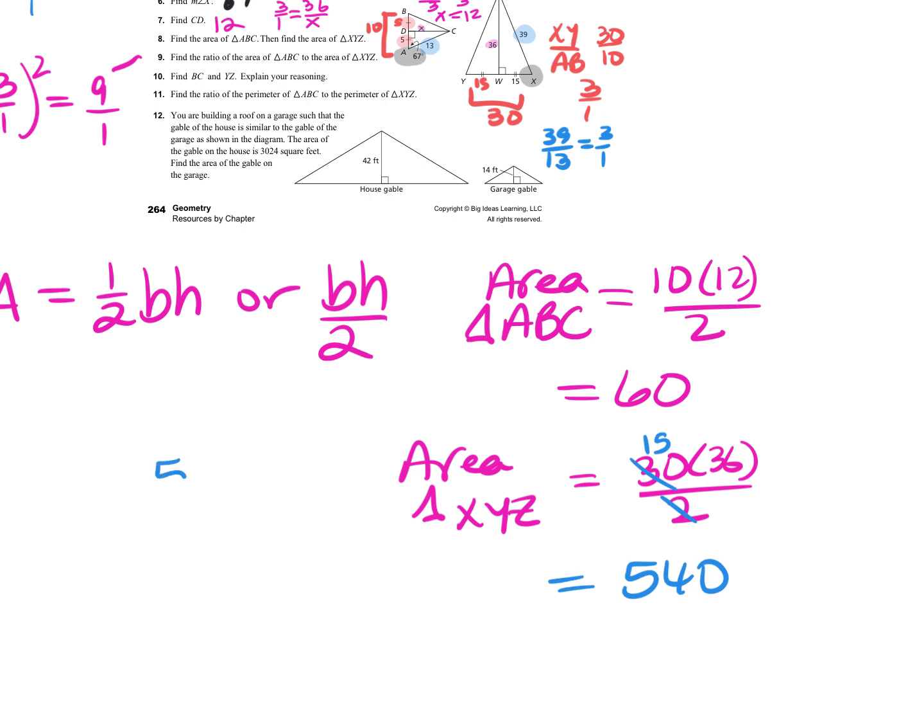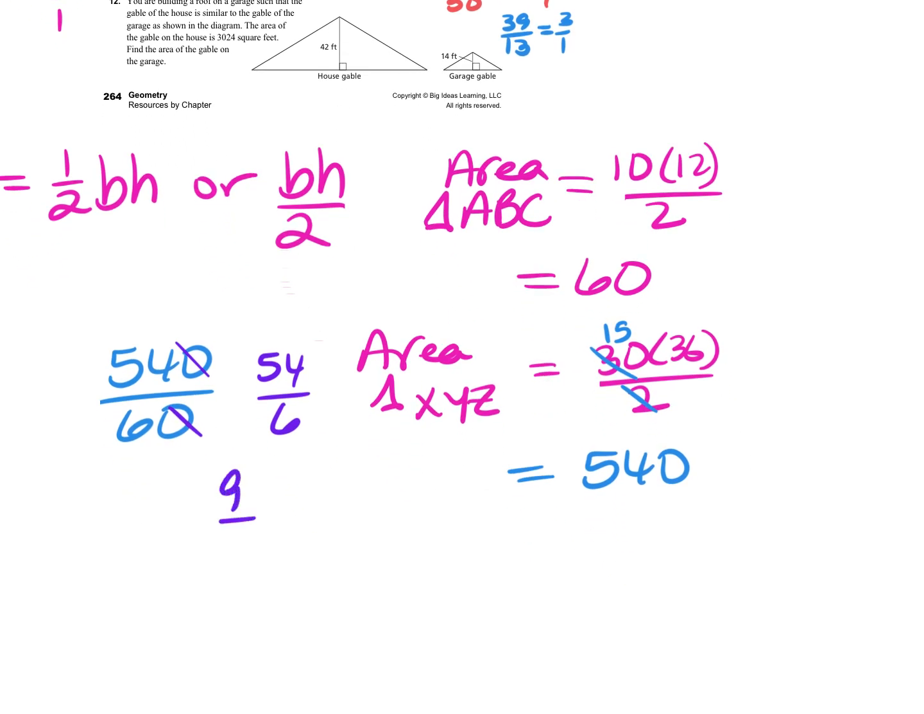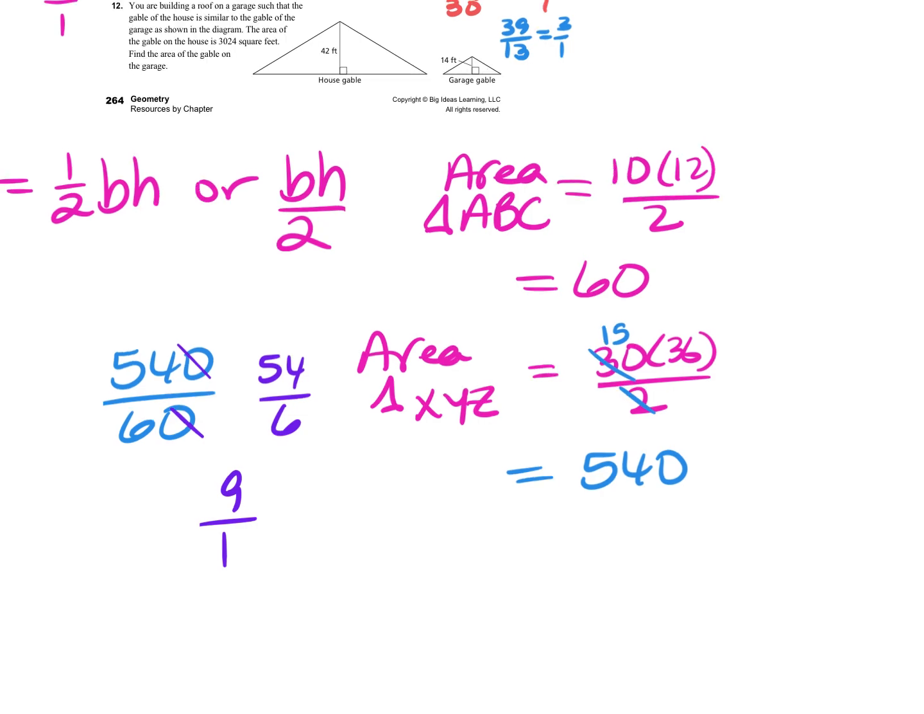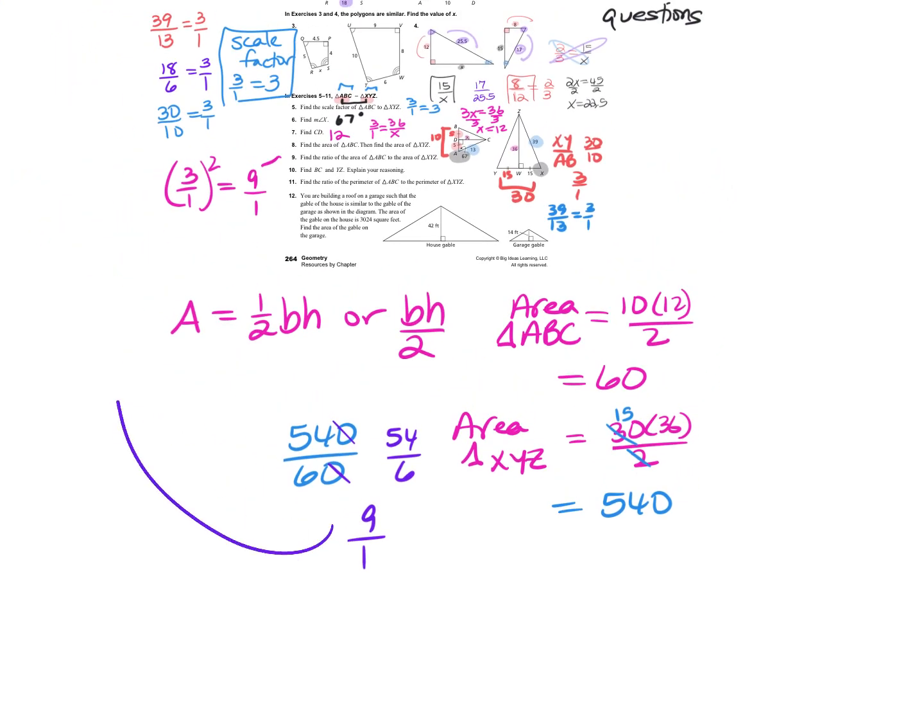So now I'm going to do 540 over 60. I could divide both by 10 by chopping off the zeros. So now I'm simplifying 54 over 6. I can divide them both by 6, and it simplifies to 9 to 1. So this was my area ratio, which is what I already found by taking the side lengths or the scale factor and squaring it.